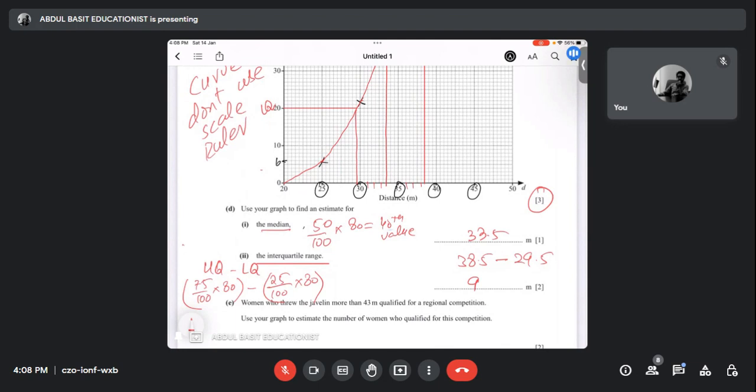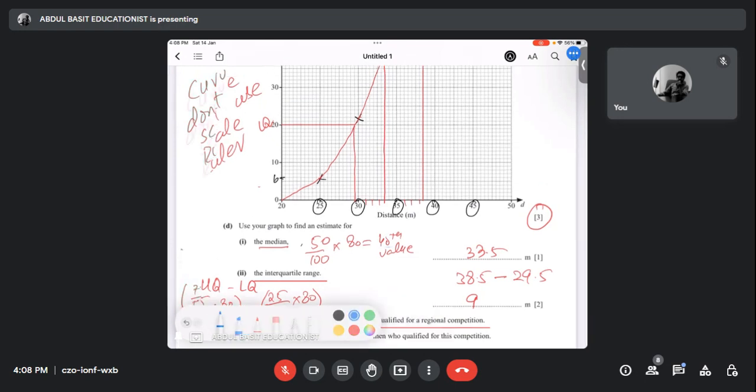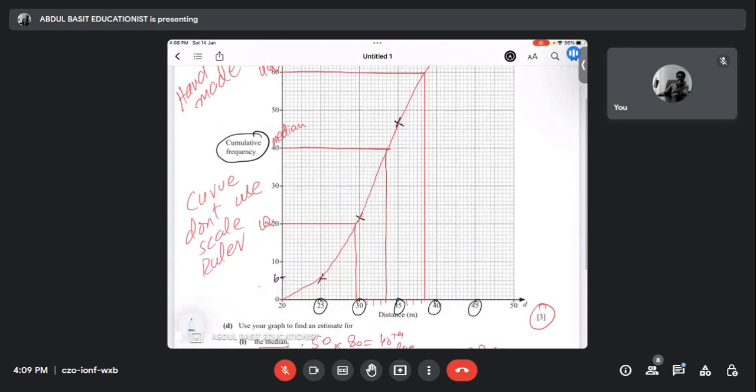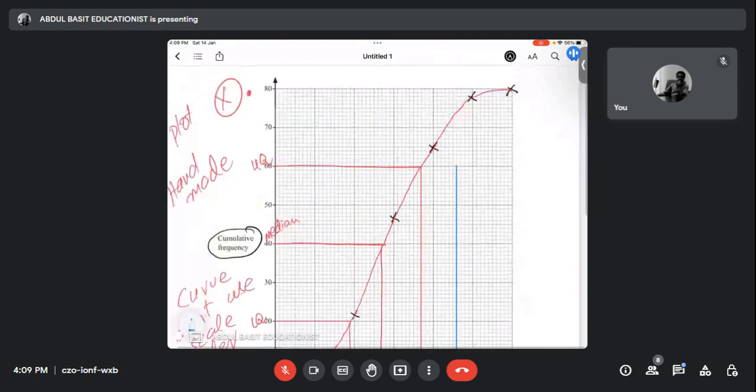Okay, women who threw the javelin more than 43 meter qualified for the regional competition. Use your graph to estimate the number of women who threw for this competition. So it's 43 meters. Okay, so please let me pick a blue color now. So 43 is 41, 42 and 43 is this line. देखते हैं कि कितनी वुमेन्स ने क्वालिफाइड किया है इस कंपटीशन में. डन.